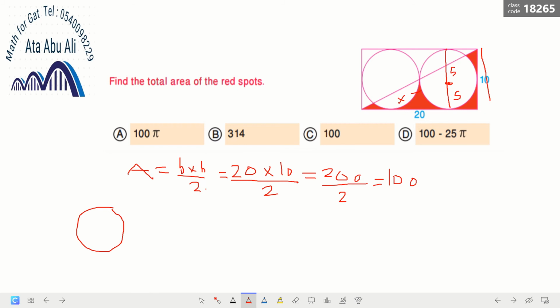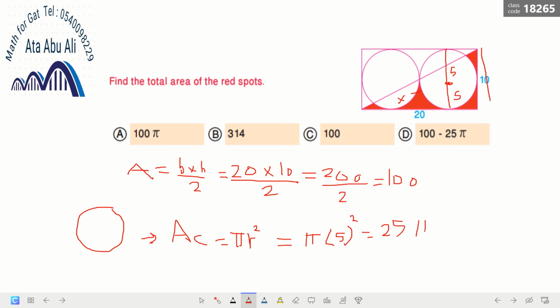As we know, the area of the circle, which is AC, is equal to pi times r squared, which is the radius. Now it's equal to pi times what? Radius is 5. So 5 times 5 is 25. That means here is 25 times pi.